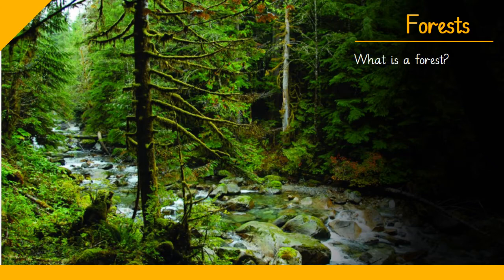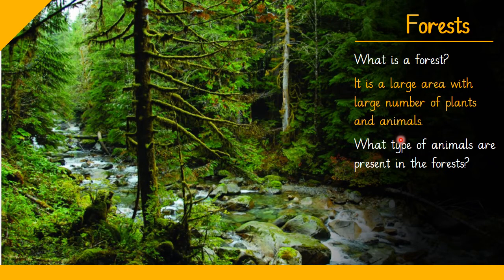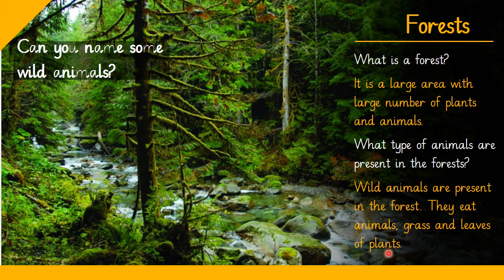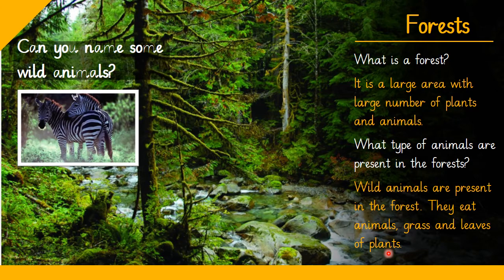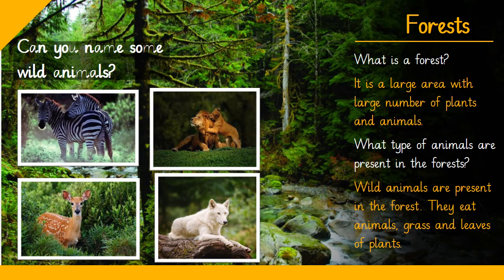Forests. What is a forest? It is a large area with a large number of plants and animals. Can you tell what type of animals are present in the forests? The animals that are present in the forest are wild animals. They eat animals, grass and leaves of plants to survive. Can you name some wild animals? Some of the wild animals are zebras, deer, lion, and wolf.